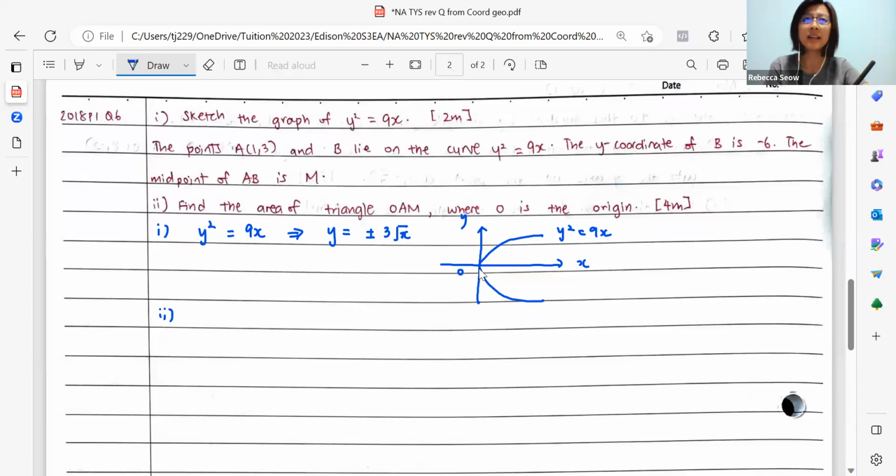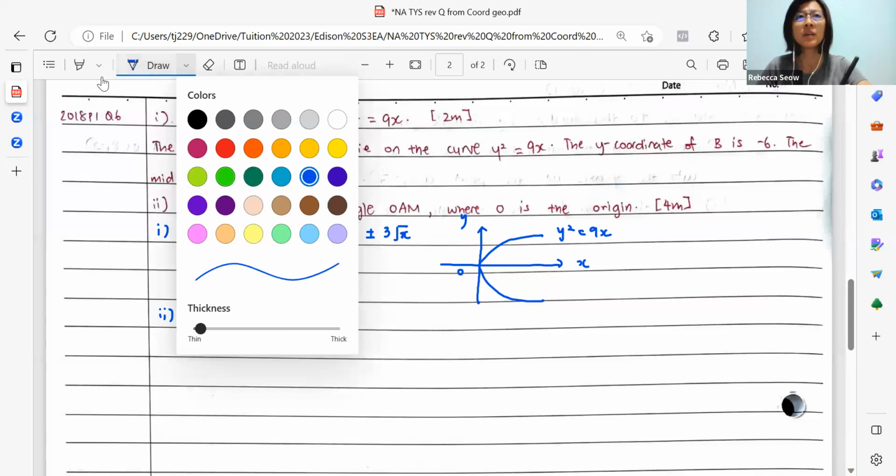The points A, which is (1, 3), and B lie on the curve. The y coordinate of B is minus 6. The midpoint of AB is M. Find the area of triangle OAM, where O is the origin. Okay, so we have so much information. What we can do is to piece down all the information in the sketch graph. The first piece of information is A, coordinates (1, 3). So let me just put this down.